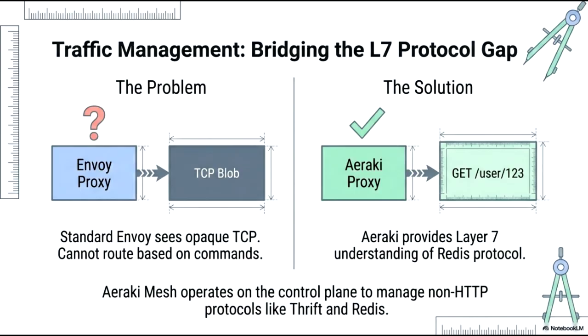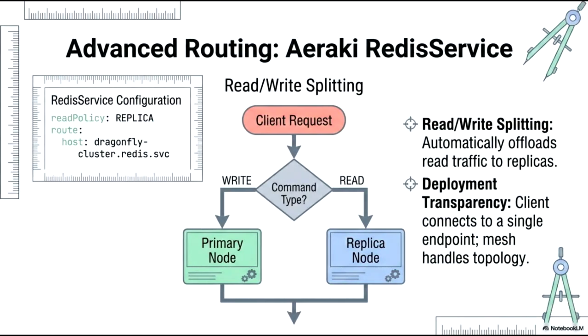for precise traffic management. By operating on the control plane, the mesh empowers you to manage non-HTTP protocols with the same level of sophistication usually reserved for HTTP, enabling features like request-level load balancing and traffic splitting across a wider range of services.